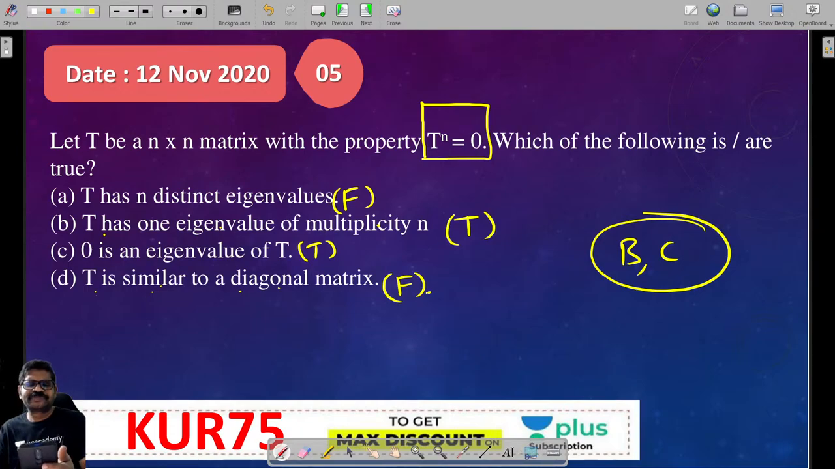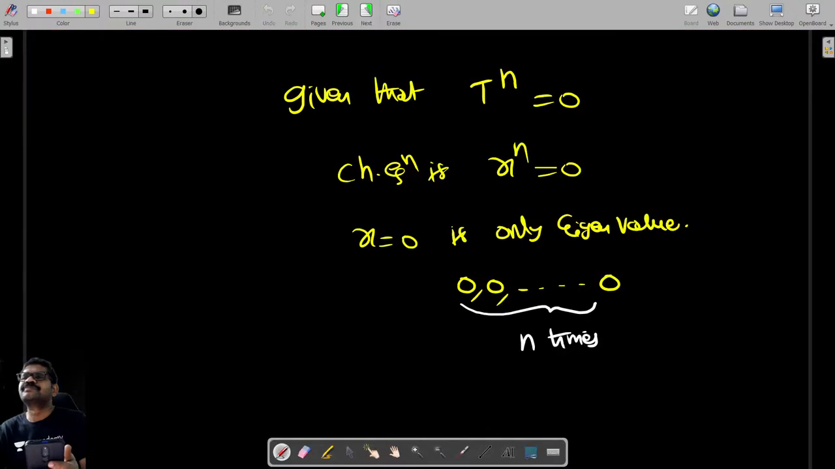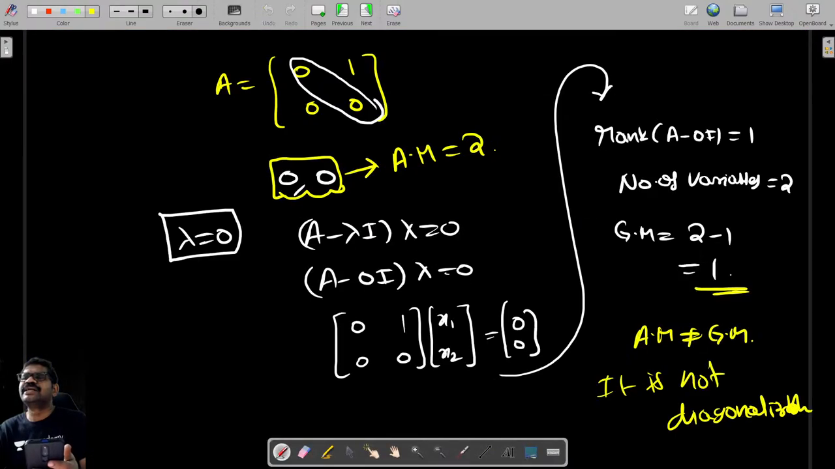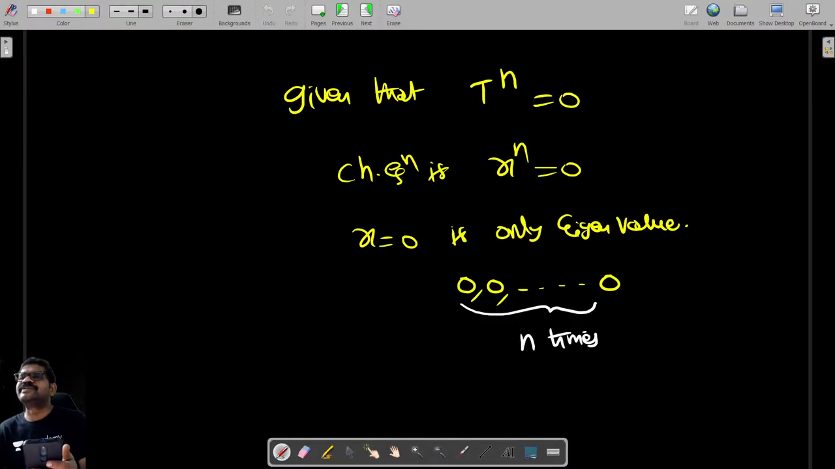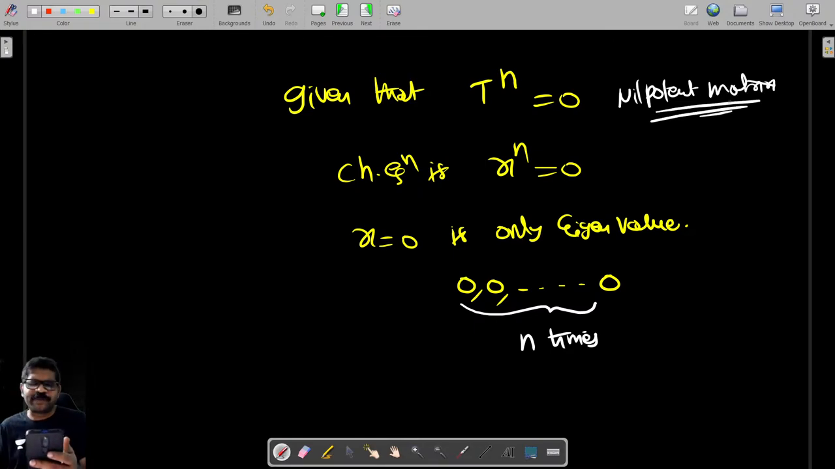Next problem. It is a nilpotent matrix. For a nilpotent matrix, all its eigenvalues are 0.